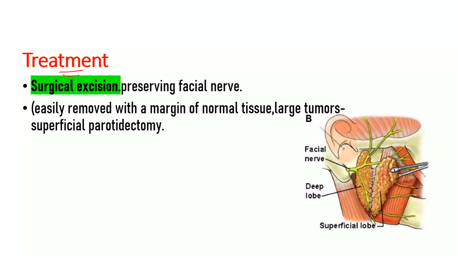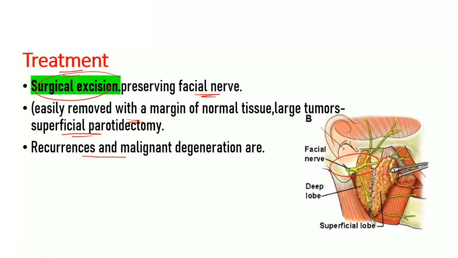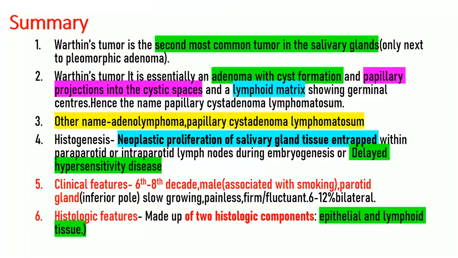The treatment mainly includes surgical excision while preserving the facial nerve. It is easily removed because of the presence in the lower tail, and larger tumors can be removed with superficial parotidectomy. Recurrences and malignant degeneration are rare.